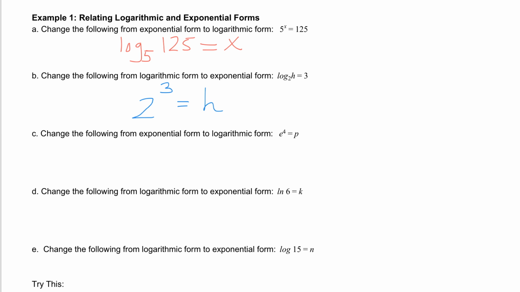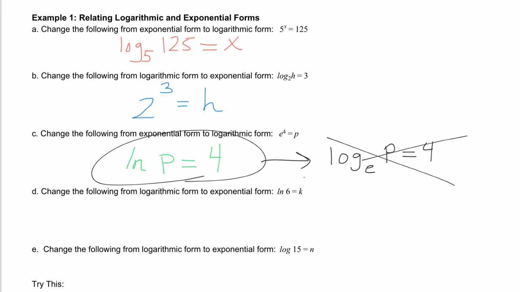In letter C, now we're dealing with a base of e. Remember, a base of e, we do not write log base e, instead we write ln. So this we would say is the natural log of p, and that's equal to our exponent, which is 4. What some people will want to do, if you think about it in another way, basically what this is, is the log base e of p equal to 4. But we don't use log base e. Instead of using the log base e, we use this ln. So this is the one we want, not this one.